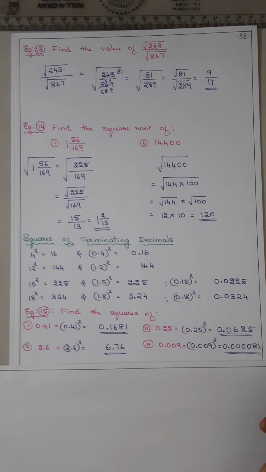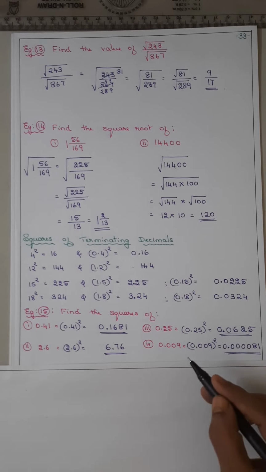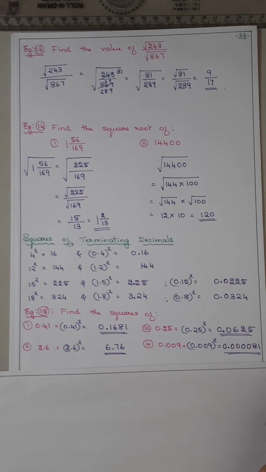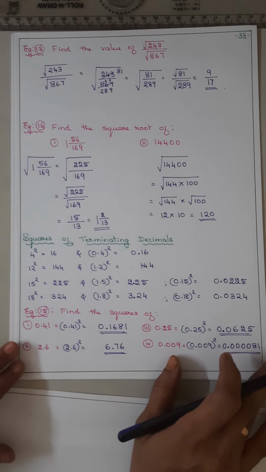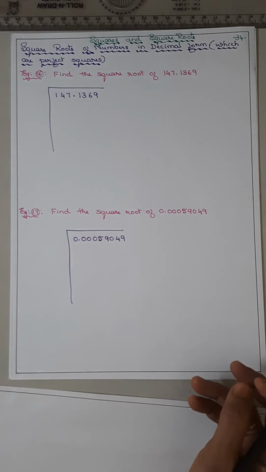Understood? If it is 1 decimal, you have to put how much? 2 decimal places. 2 decimals, 4 decimal places. 3 decimals, 6 decimal places. Okay, so we have completed example 15. Now coming to example 16.